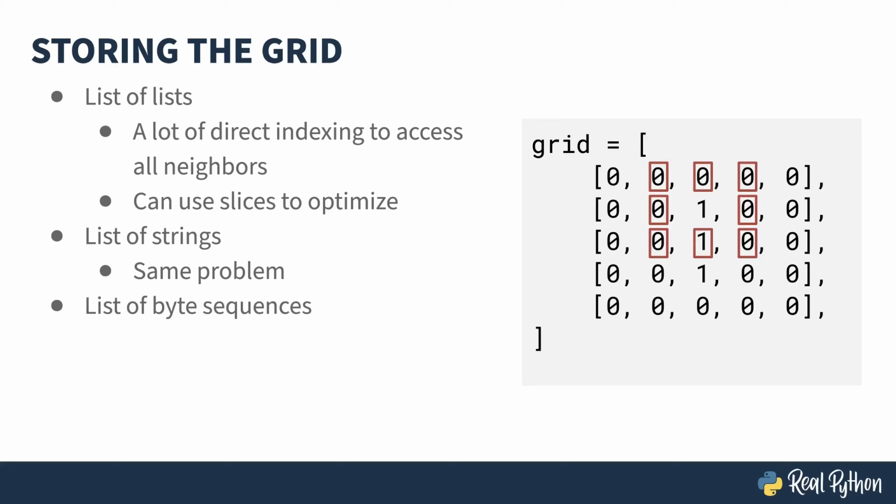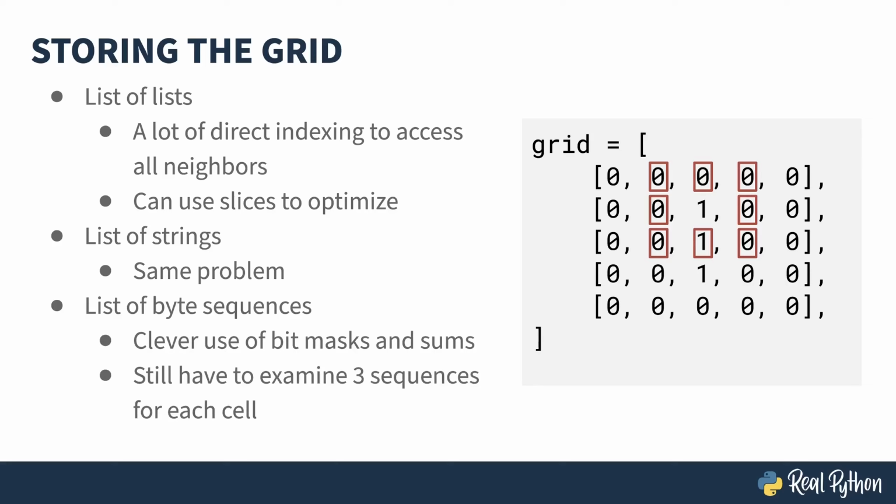Python does have byte sequence data types, and you could use a list of bytes, with a bit being on or off for alive or dead. These are immutable, so you don't have the problem I mentioned with the string, and definitely would be more compact than a list of integers. With clever use of bit masks, you could calculate the sums rather quickly, but you're still having to access 3 rows to see all the neighbors for any given cell. You might have guessed by the tone in my voice that I'm not going with any of these choices.